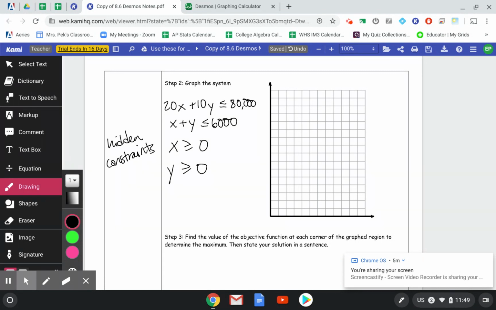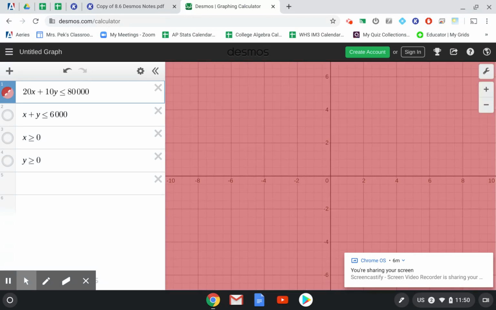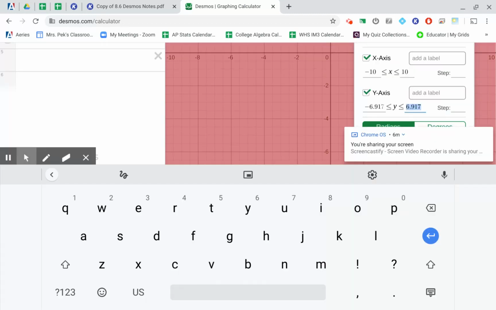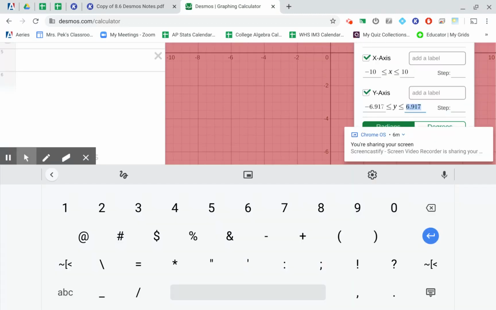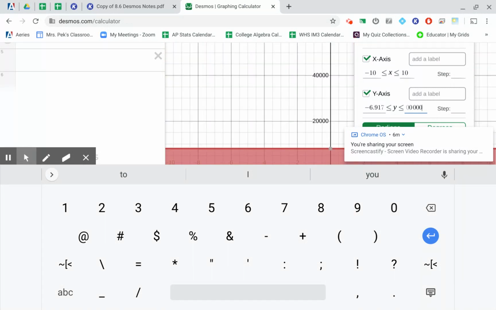Okay, so at this point, we're going to go to Desmos and graph the system. So I'm going to graph my first constraint, 20x plus 10y is less than or equal to 80,000. And if you notice, I can't see anything that's happening because 80,000 is really big. So you're going to want to go to your settings and fix this, and I usually just start by typing in zeros until I see something. Okay, cool. That looks good.